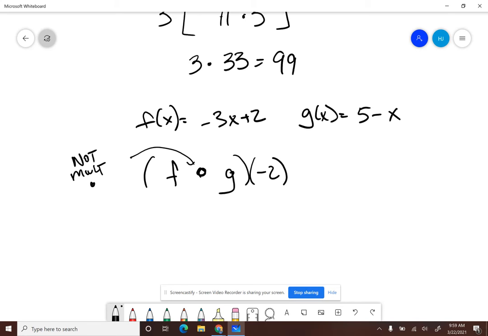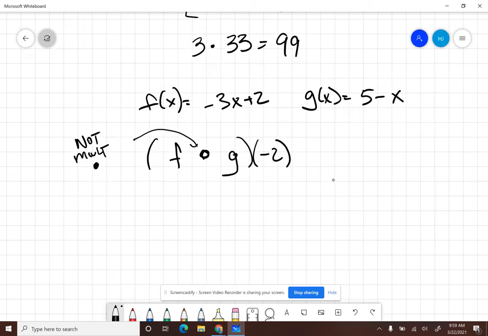Because again, a multiplication symbol is a closed circle. This one's just an open circle, okay? So the way you read this again, it's pronounced f of g of negative 2. Really what I would encourage you to do is to rewrite it a different way, and I'm going to show you how to do that right now.